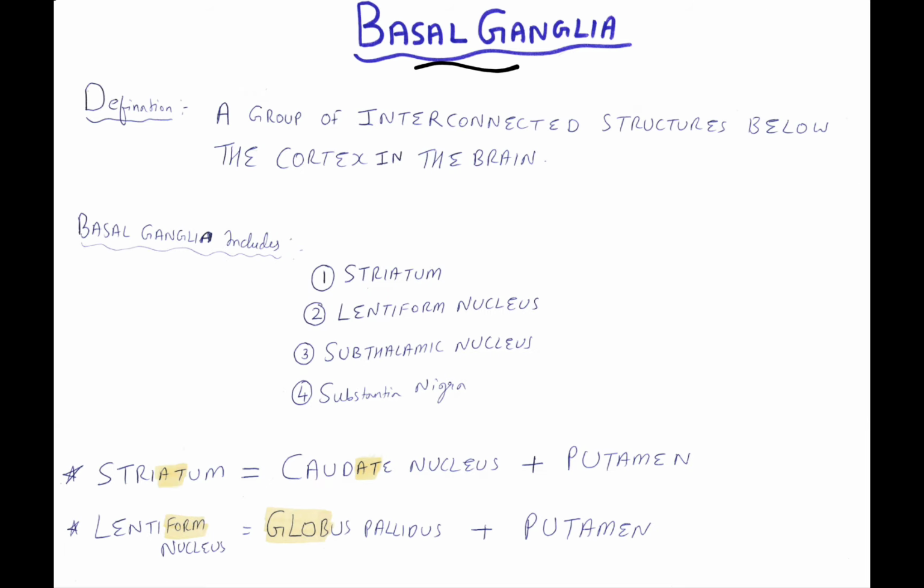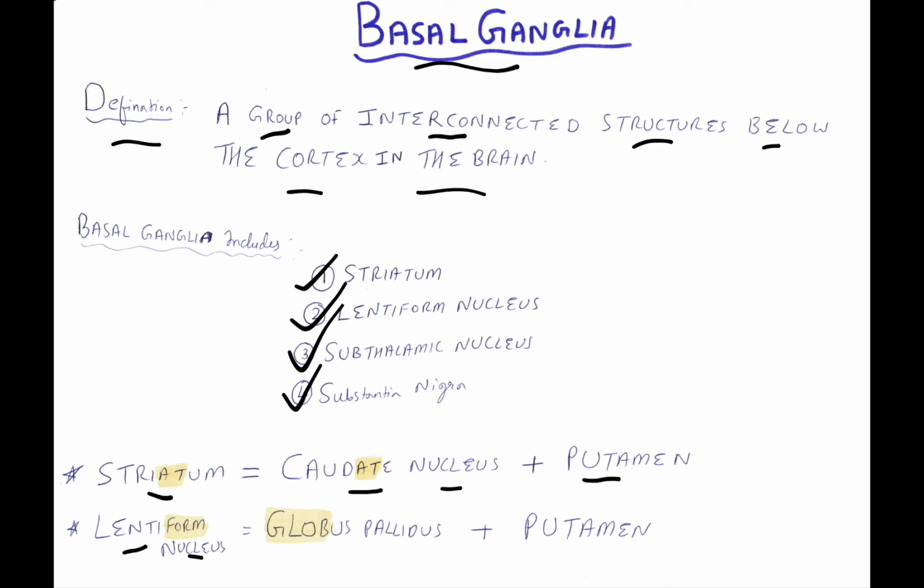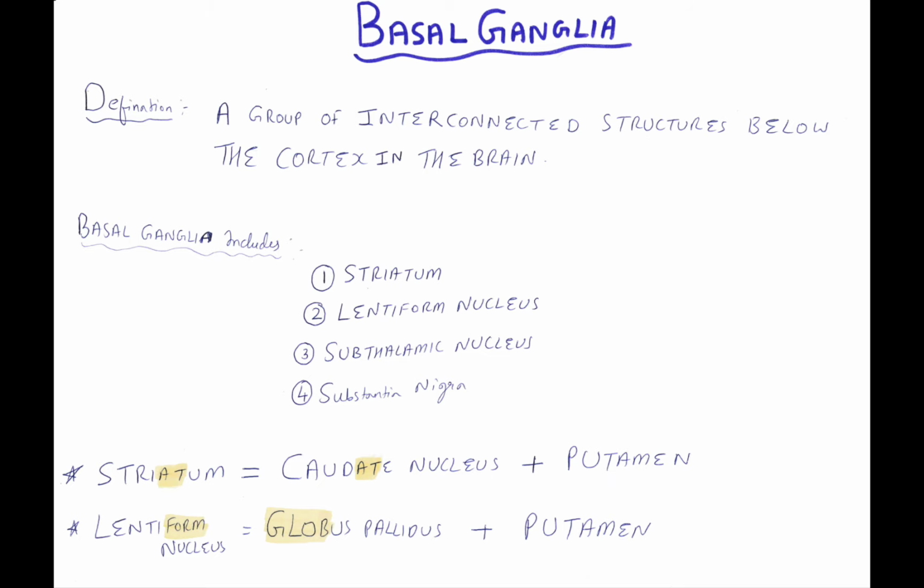So, basal ganglia definition. Basal ganglia is a group of interconnected structures below the cortex in the brain. Basal ganglia includes striatum, lentiform nucleus, subthalamic nucleus, substantia nigra. Striatum is caudate nucleus plus putamen, and lentiform nucleus is globus pallidus plus putamen. You should make a note here that both the striatum and lentiform nucleus contain putamen. In addition to putamen, striatum also contains caudate nucleus.